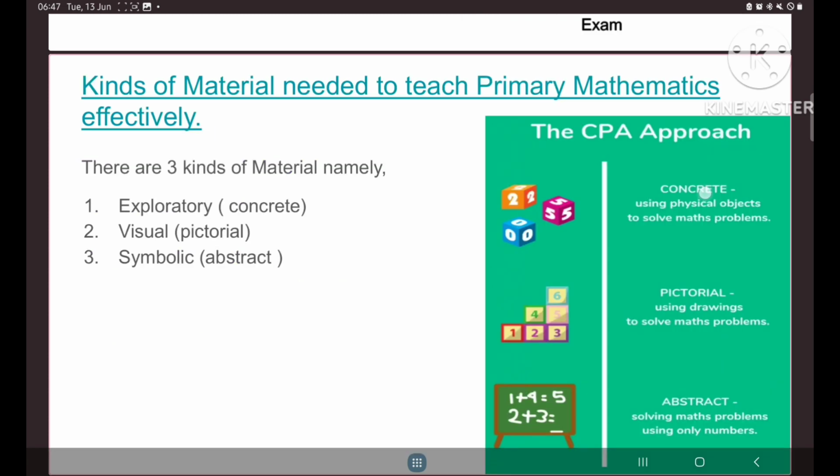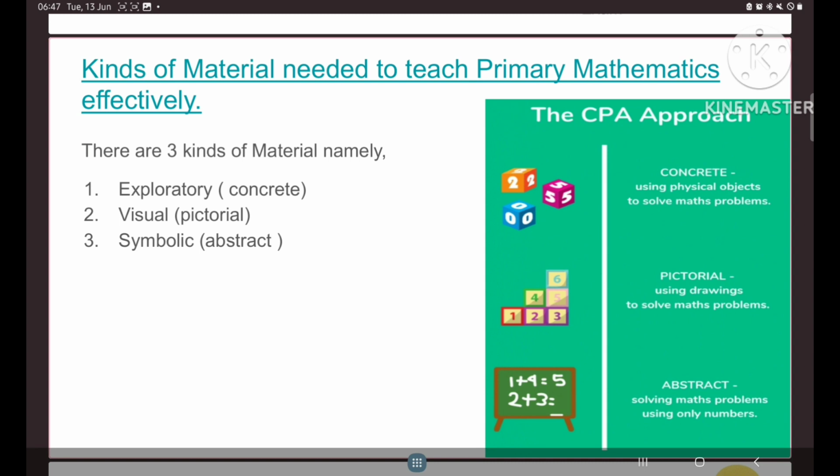Kinds of material needed to teach primary mathematics effectively. There are three kinds of material, namely explanatory, visual, and symbolic. This also can be explained by the CPA approach, which is concrete, pictorial, and abstract. Concrete means using physical objects to solve math problems. Pictorial means using drawings to solve mathematical problems. Abstract means solving math problems using only numbers.